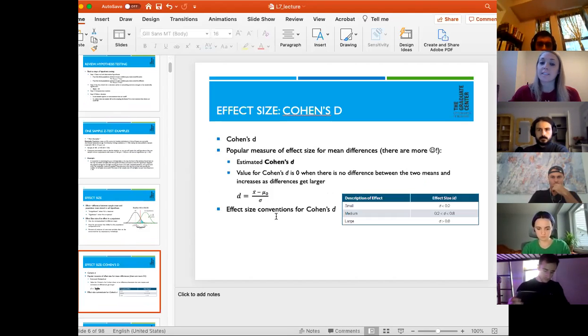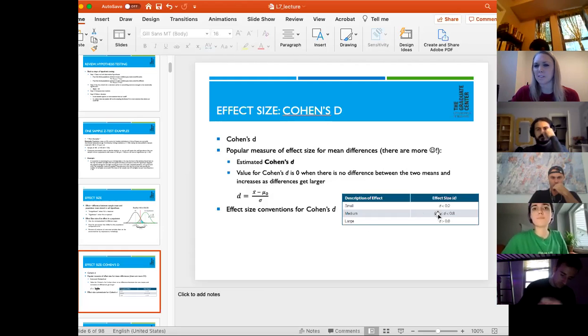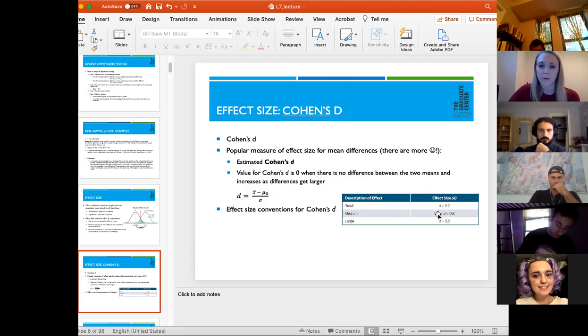So we're just trying to see how far apart our means are in standard deviation units. And this is called Cohen's d. Because this was developed in like the 1980s or so, there are standardized metrics for what's considered a small, medium, and large effect. So if your Cohen's d is less than 0.2, it's considered a small effect.